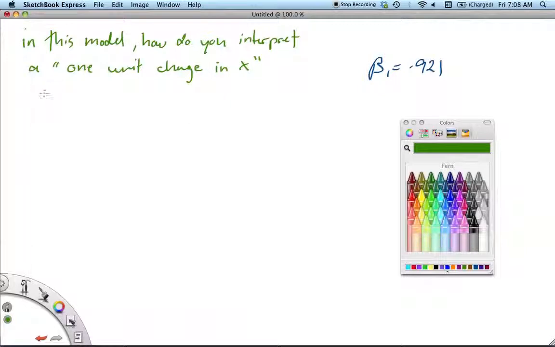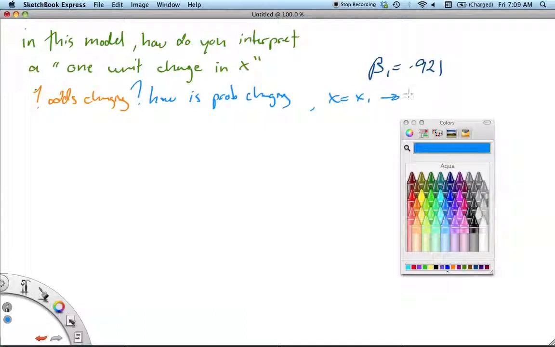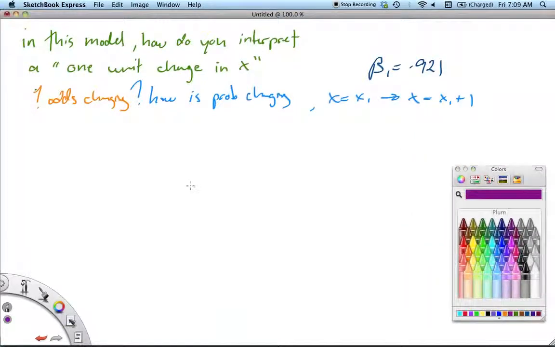So I guess you could ask a few different questions. You could ask how much are the odds changing? But you could also ask how is the probability changing as you go from x equals x1 to x equals x1 plus 1. Here's the question. Okay, so this shouldn't be so hard to see.